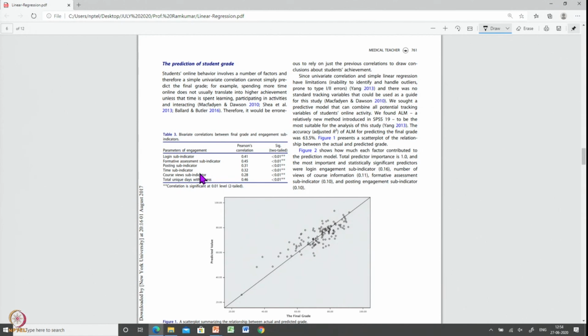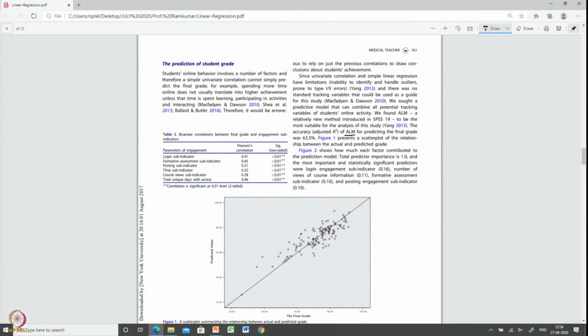And they used SPSS software for automated linear modeling, which they called ALM here. SPSS is proprietary software. I do not recommend using that, but if you have access to SPSS 19, please go ahead and use it. They used SPSS and they are reporting the values here. Let us look at the values.